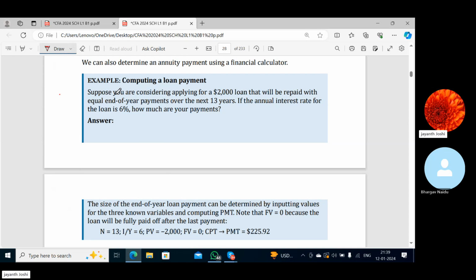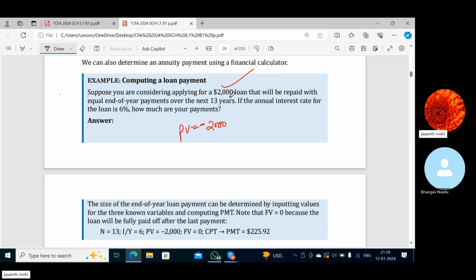Suppose you are considering applying for a $2,000 loan. So you will get the $2,000 today itself or not? Yes, sir. We'll get it today. So your present value is $2,000. Since it's a present value, it will be subtracted. It is always considered as an investment, so it is always an outflow, because whenever I speak about present value, some outflow will be there.